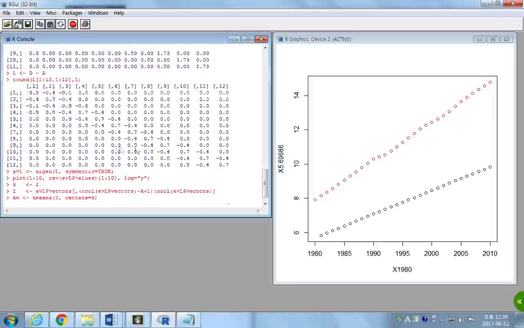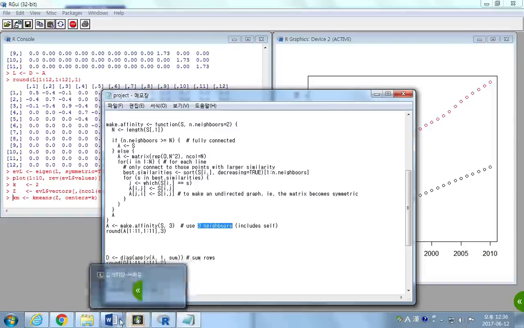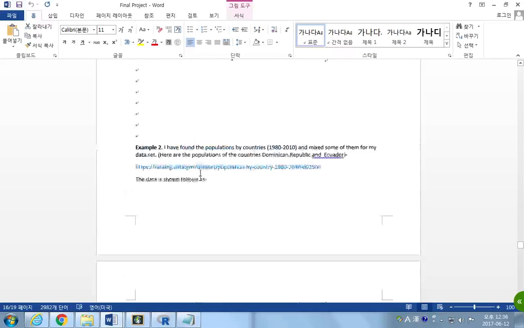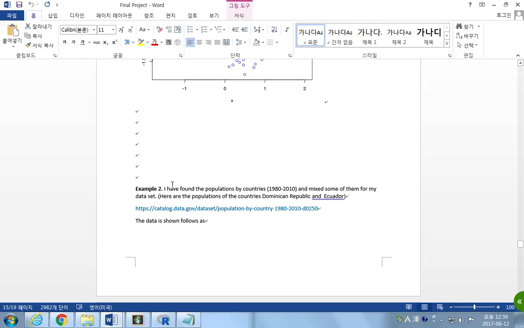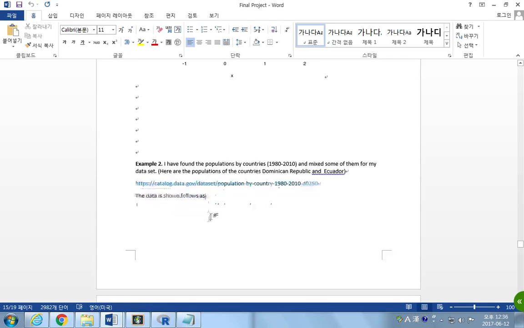Where does that data come from? It comes from this site. The professor suggested it to me. I have found the population by countries, Dominican Republic, and these years, and it is from this. So whenever you have data, you can analyze it.